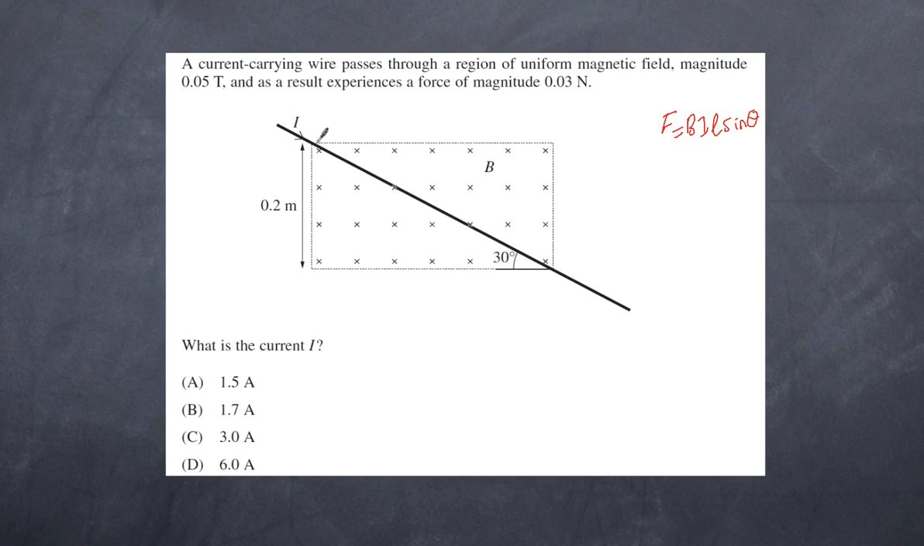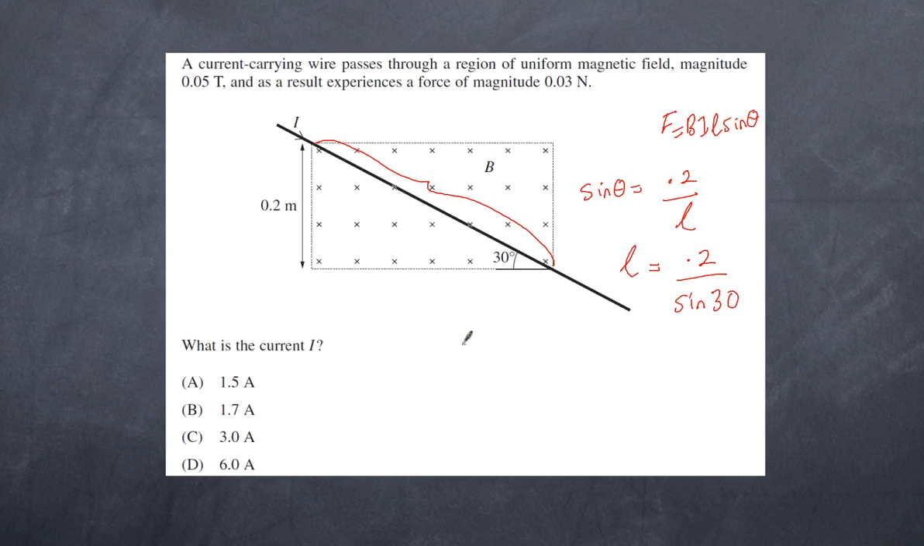Well, we need to know the length of the wire in the magnetic field, but we're only given this distance over here. So we can work out this distance using simple trigonometry. In other words, the sine of the angle is equal to the opposite, which is 0.2, divided by the length we're interested in. So if I rearrange that, I get the length is equal to 0.2 divided by the sine. In this case, it's sine 30.